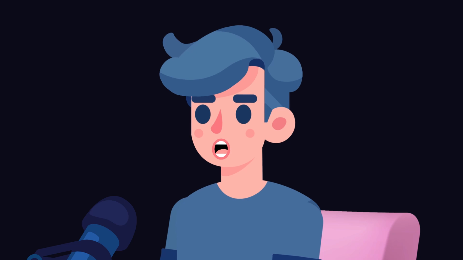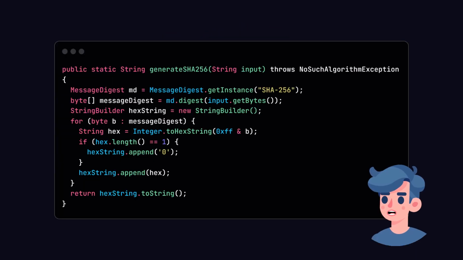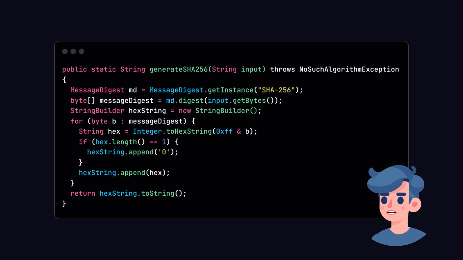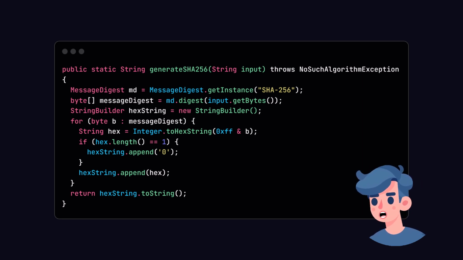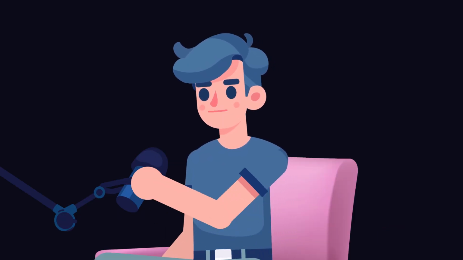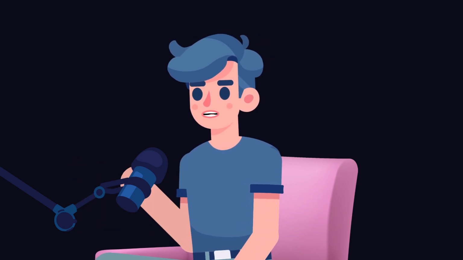Now, let's move on to SHA-256. We will create a similar function for generating SHA-256 hashes. Let's call it generateSHA256. This function will follow the same approach as our generateMD5 function, but we will specify SHA-256 in our message digest. Just like with MD5, we have a function that takes an input string, hashes it using SHA-256, and returns the hash as a hex string.